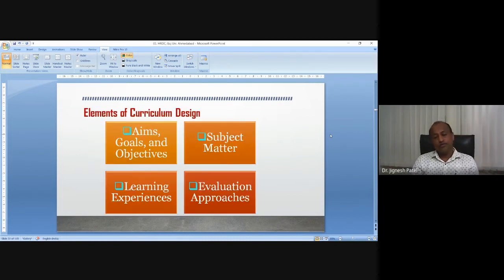Now, the four major elements of curriculum design. The first one is aims, goals and objectives. Second is subject matter. Third is learning experiences, and fourth is the evaluation approach. We'll understand them one by one.